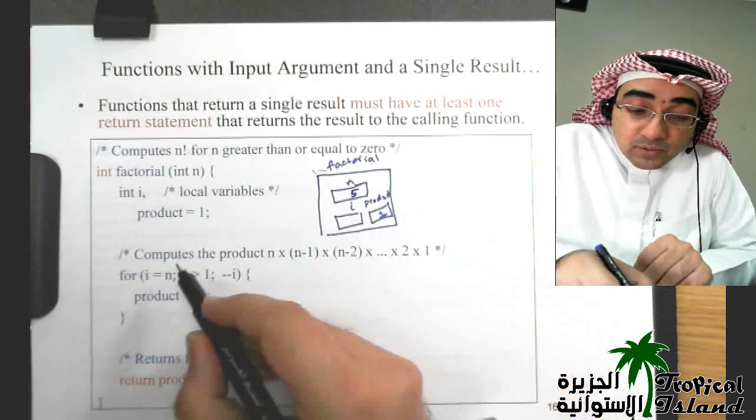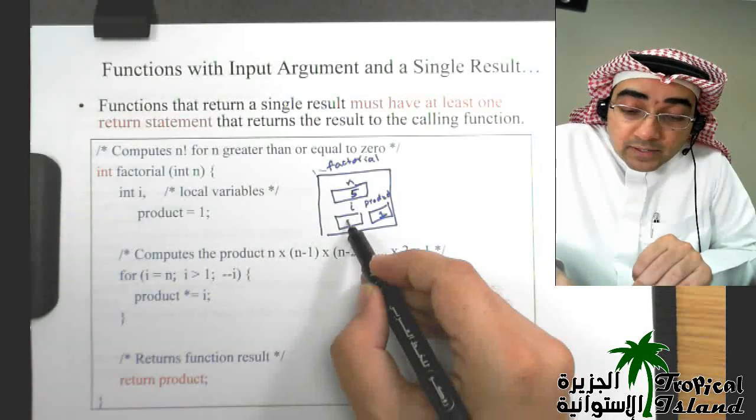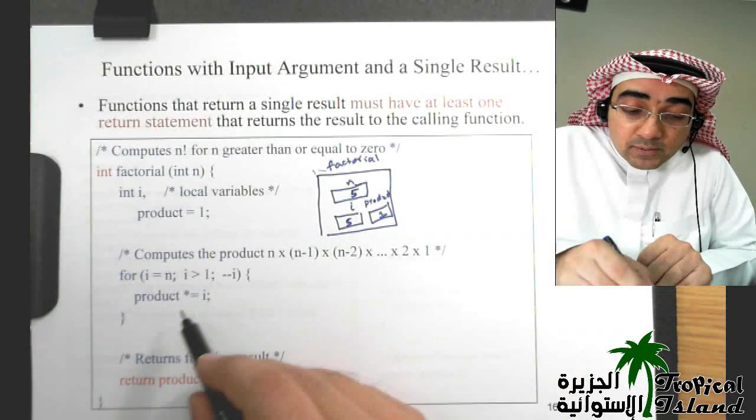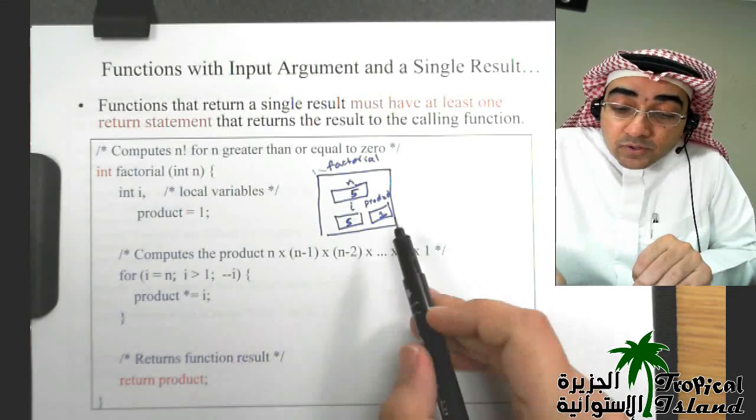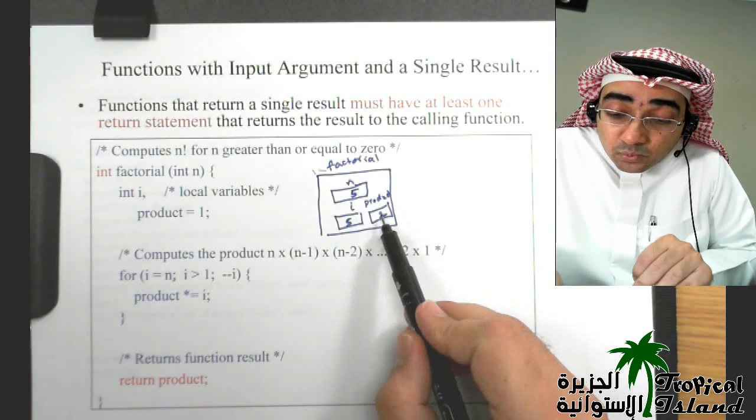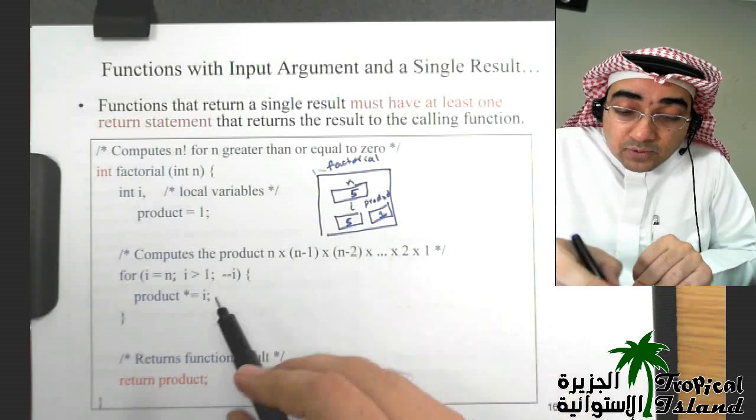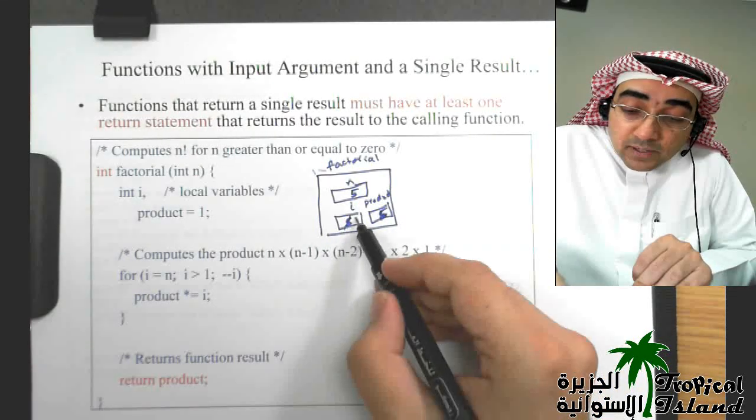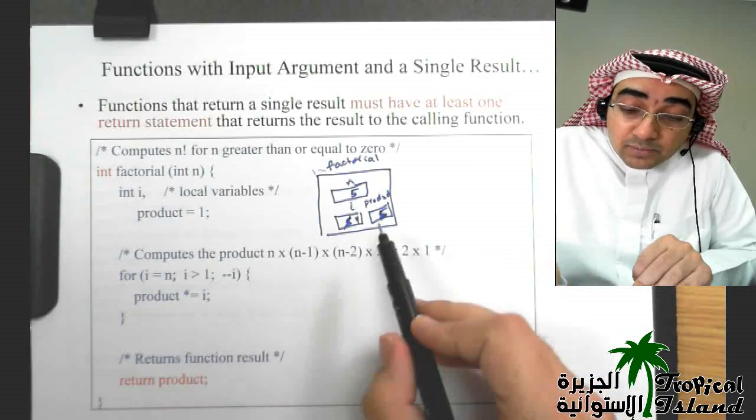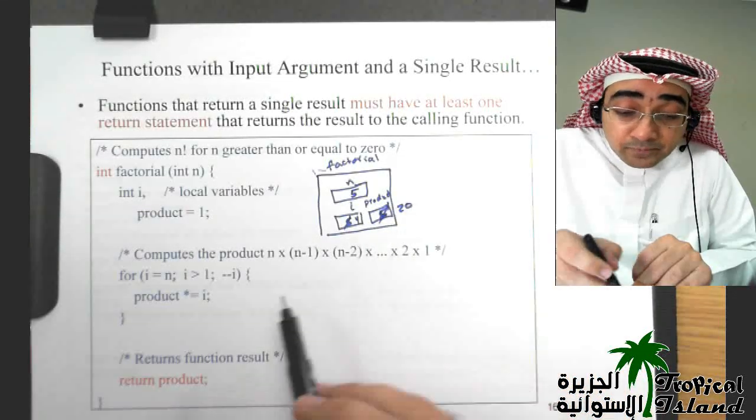So suppose n was 5. I start from 5, and then I'm going to say product is equal to product multiplied by i. So what is the product? 1 multiplied by i, which is 5, so the product is going to become 5. Then I'm going to decrement i by 1, it's going to become 4. So I'm going to multiply 5 by 4, that's going to be 20.